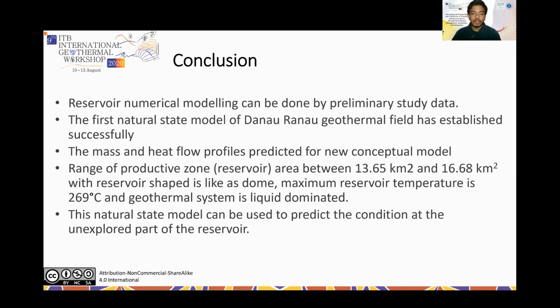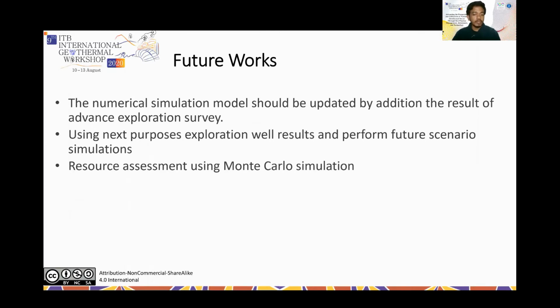This natural state model can be used to predict the condition at the unexplored part of the reservoir. The conceptual model will continue to be updated based on the additional exploration information to be carried out. Natural state modeling can be improved by adding subsurface information from exploration wells, both thermal gradient wells and slim hole wells. As an initial step of feasibility study, this model can be used to determine resource assessment using the Monte Carlo simulation method.